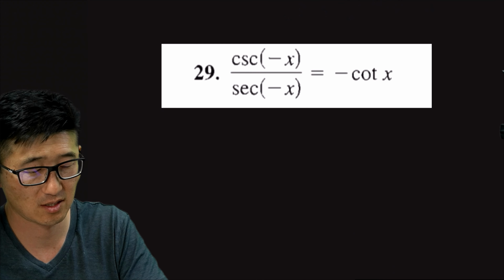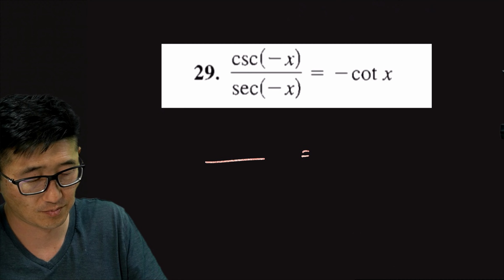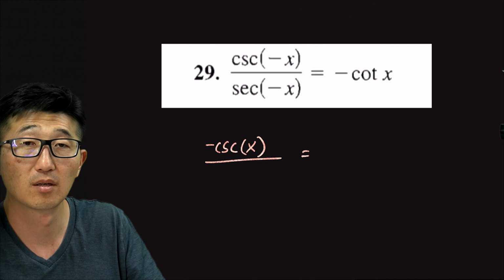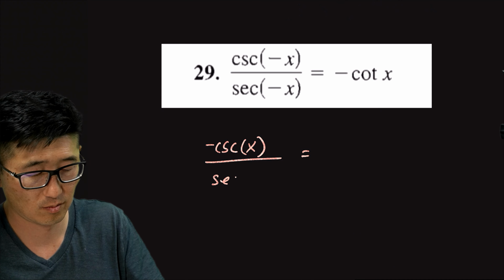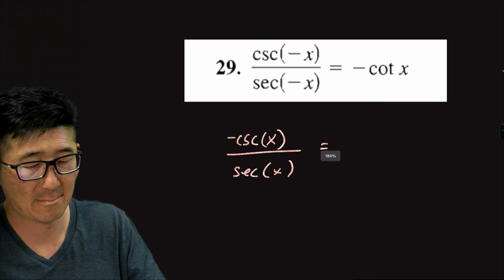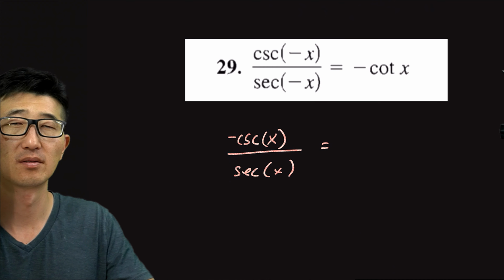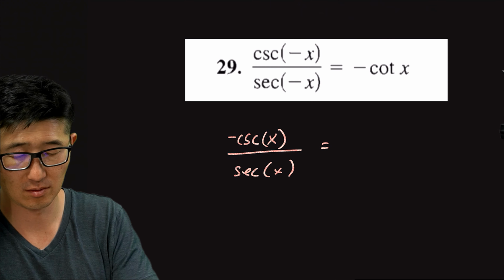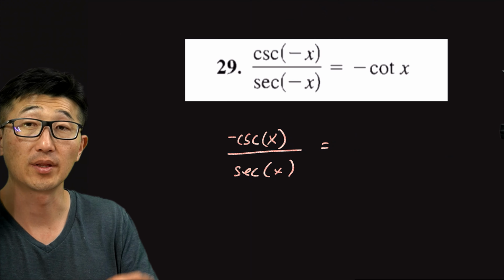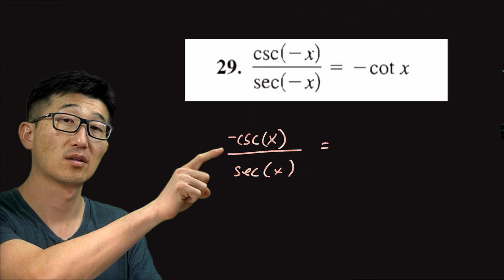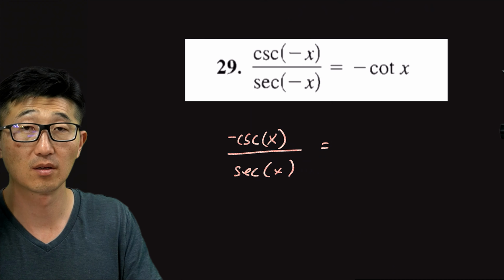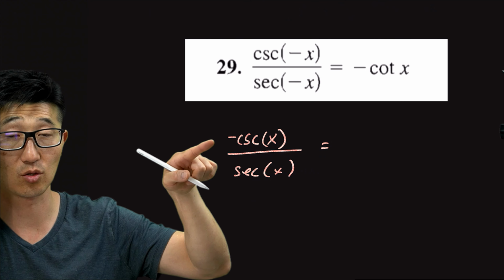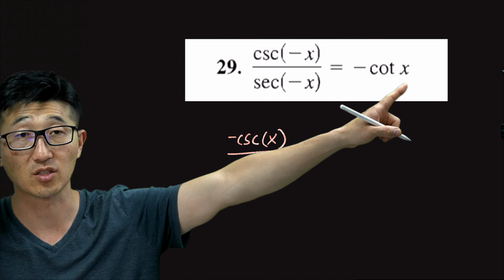So this is just use the chart. What's cosecant negative x? Would it be negative cosecant x? Yeah. So you want to pull out the negative from the inside and rewrite it like this. That's the goal, because the right side doesn't have a negative x, right?